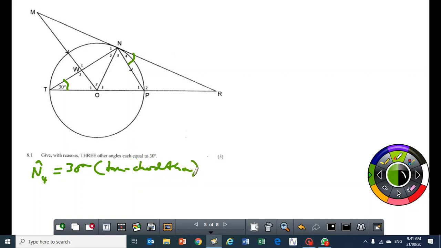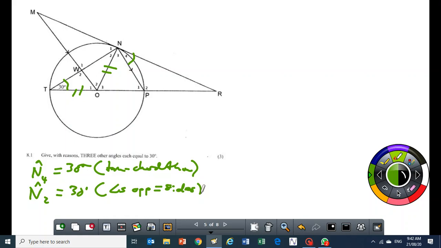Are you following that? And then TO is a radius because O is the center, and ON is also a radius. So these two are equal. So I can say N2 is equal to 30 degrees. My reason: angles opposite equal sides. Are you following that?